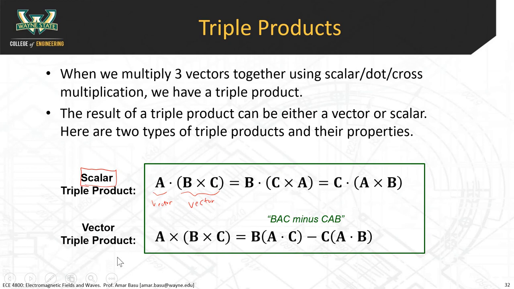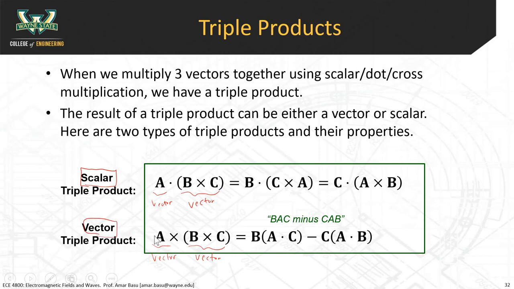The second type of triple product is where we have a cross product here, so this is a vector. And then you're crossing this with another vector. Right, so the result is a vector.